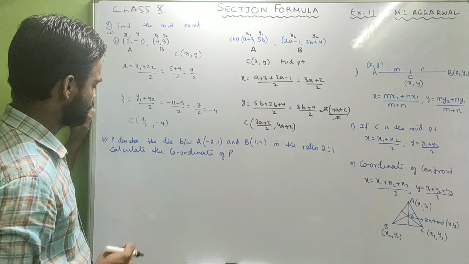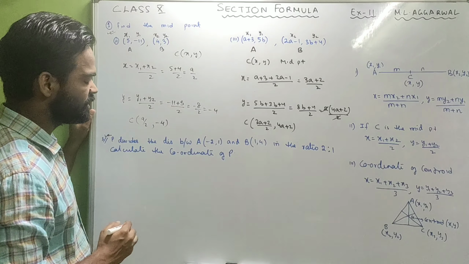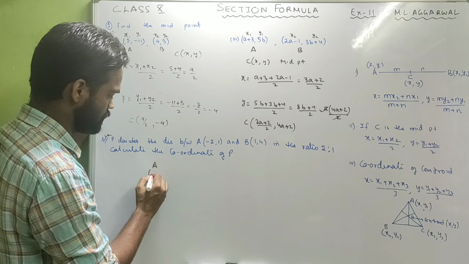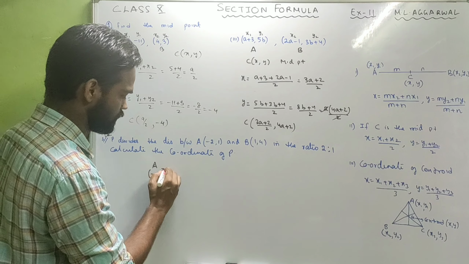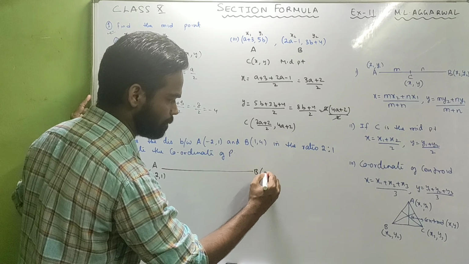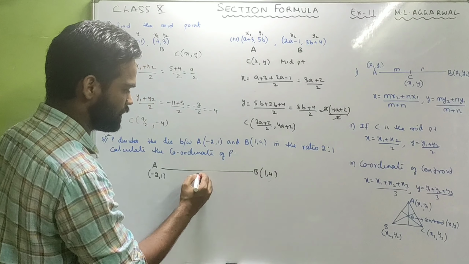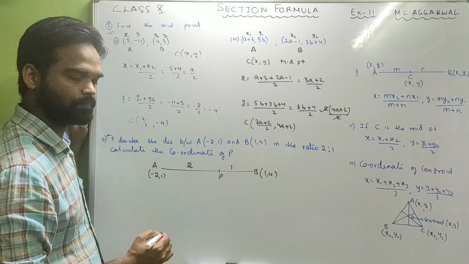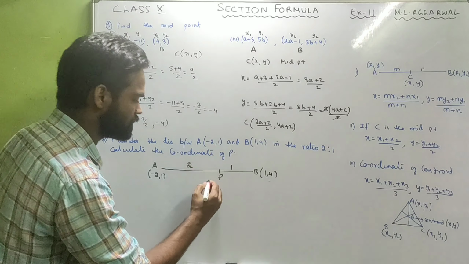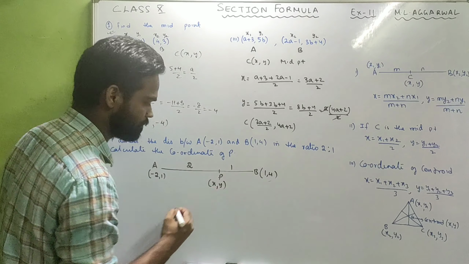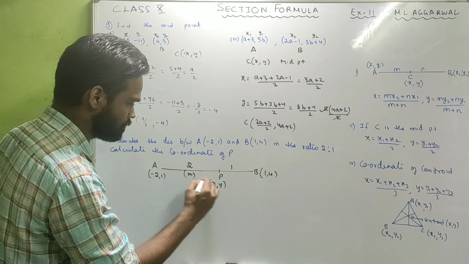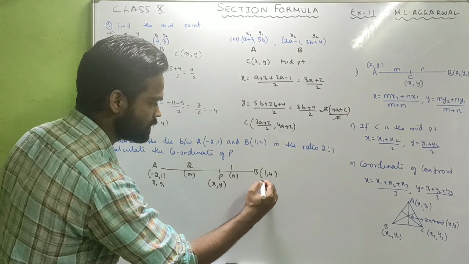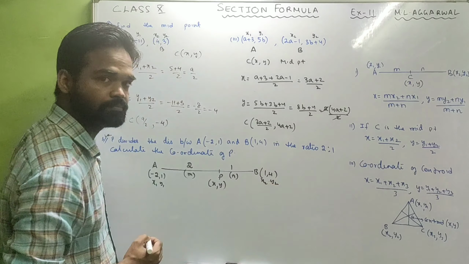Done. Now number 3, P divides the distance between A and B. So if this is your A, draw the diagram. It's always helpful, okay? And this is your B, and P divides AB in the ratio 2:1. They've given. Calculate the coordinate of P. Suppose the coordinate is (x, y). This is your m, n. This is your x1, y1. This is your x2, y2.